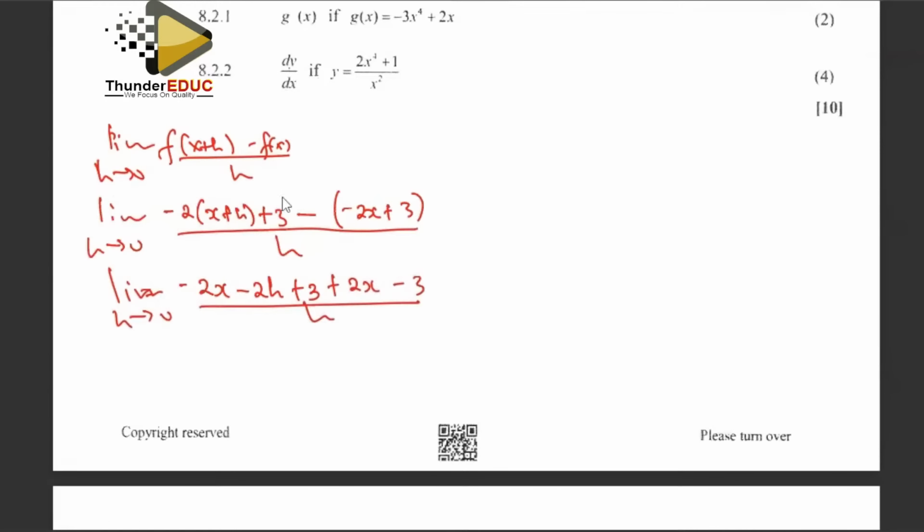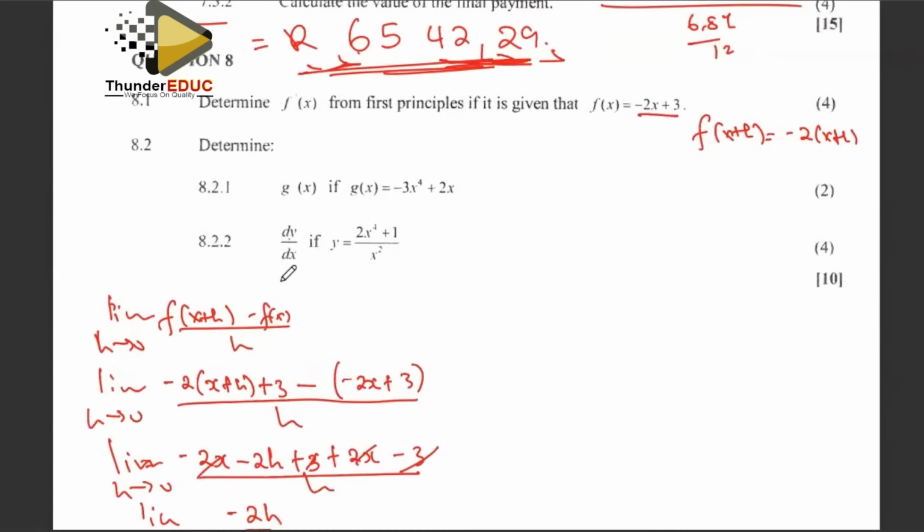Cancel out what needs to be cancelled. So this cancels that. The 3 cancels the 3. And then we are just left with the limit as h tends to 0 of negative 2h over h. Cancel the h. And then the final answer is just negative 2.